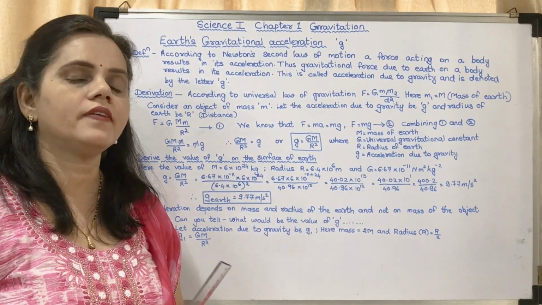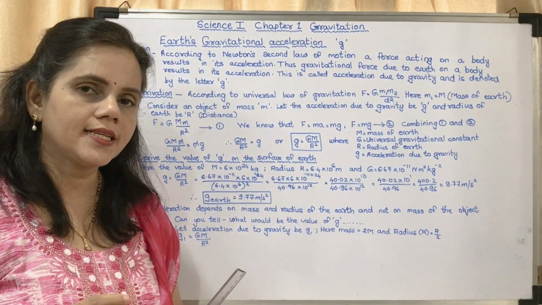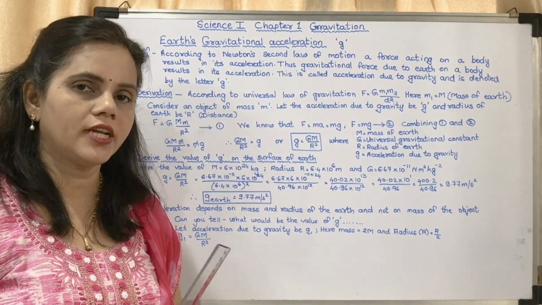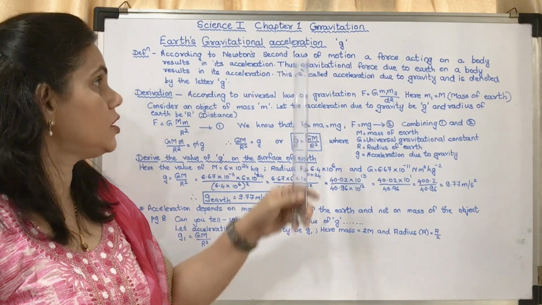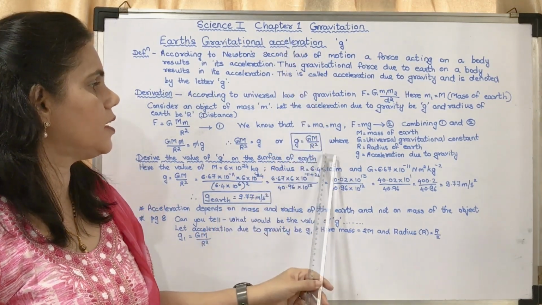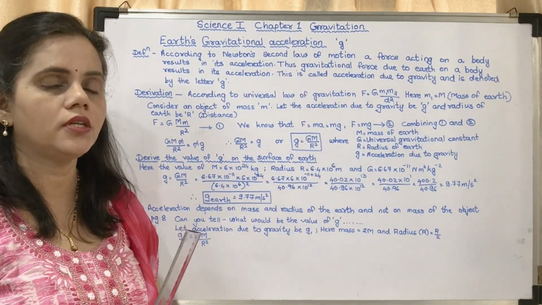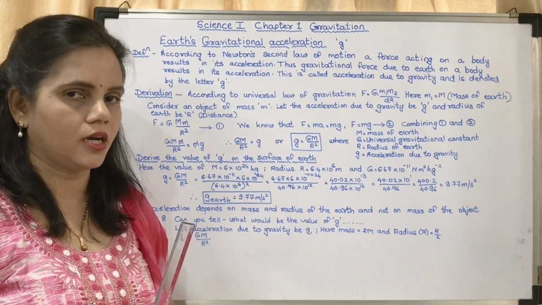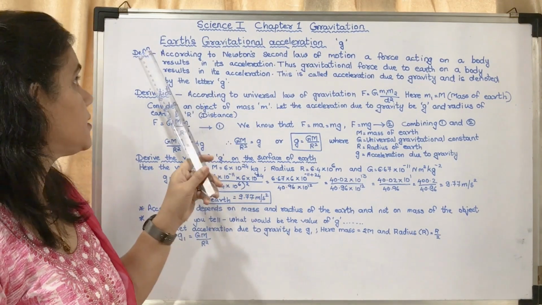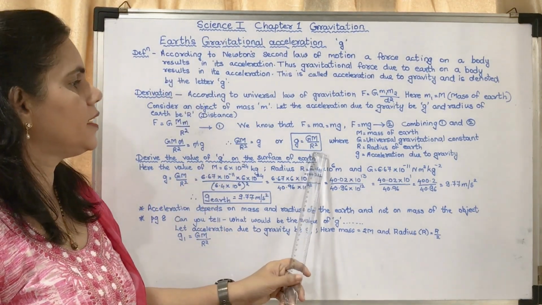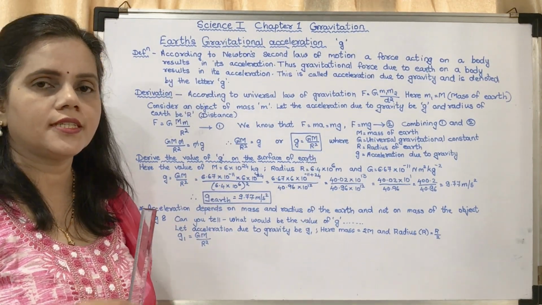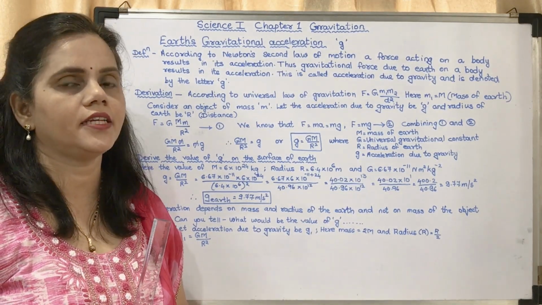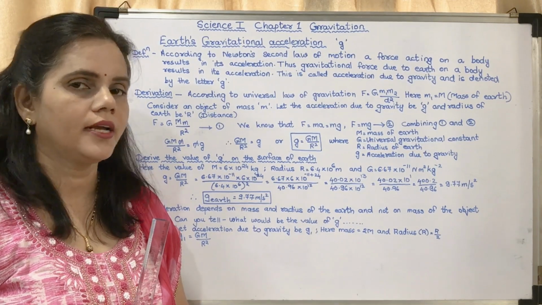If you have a question, what is acceleration due to gravity? Derive an equation for acceleration due to gravity. It is a 3-mark question. You have to write from here till here. You have to write the equation. Derive the equation g is equal to G M upon r square. That means from here till here. Hope you have understood. This is the first question: what is acceleration due to gravity? Derive an equation for acceleration due to gravity.